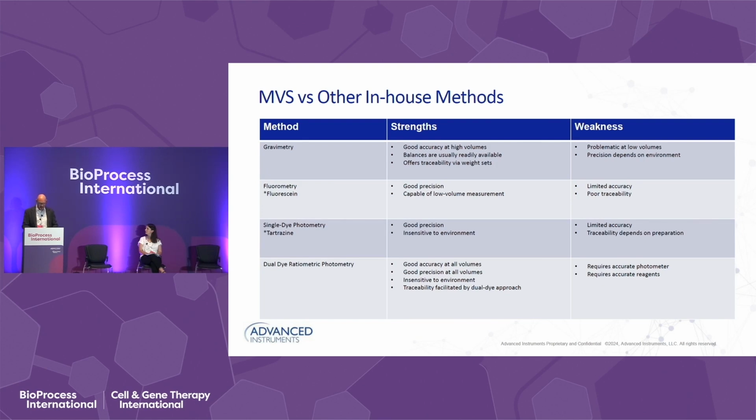Okay, so the dual dye ratiometric system that I'm talking about is done on the Artel by Advanced MVS system. But there's just a couple of other methods that are out there that potentially could be used. There's gravimetry. Gravimetry is very good at large volumes, but doesn't have the accuracy at low volumes because of the sensitivity to environmental factors. Fluorimetry and single dye photometry have good precision but limited accuracy because standard curves have to be set up for each individual process, liquid and assay.